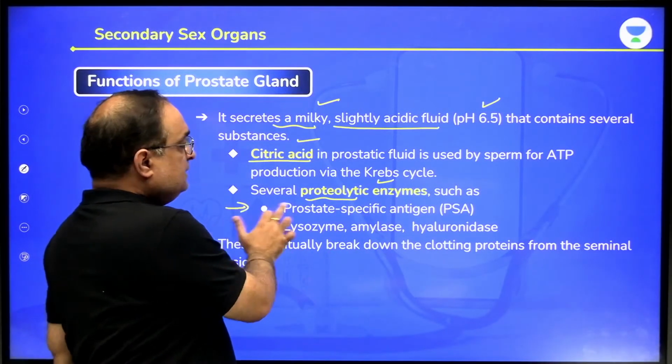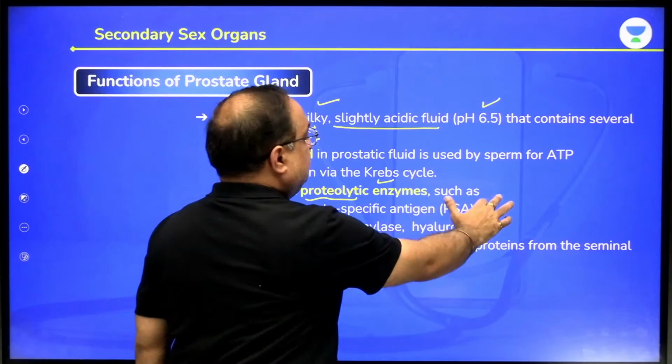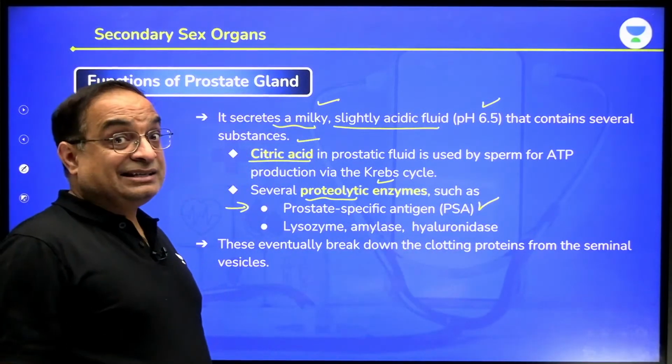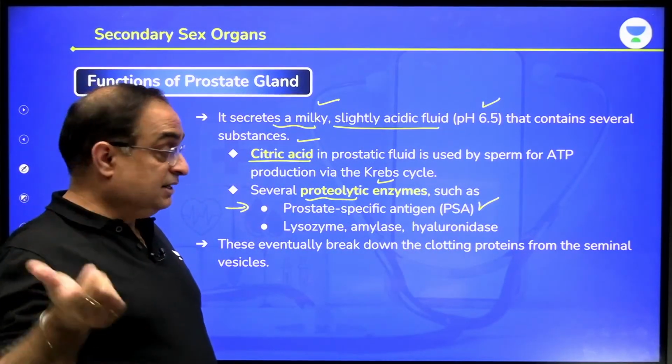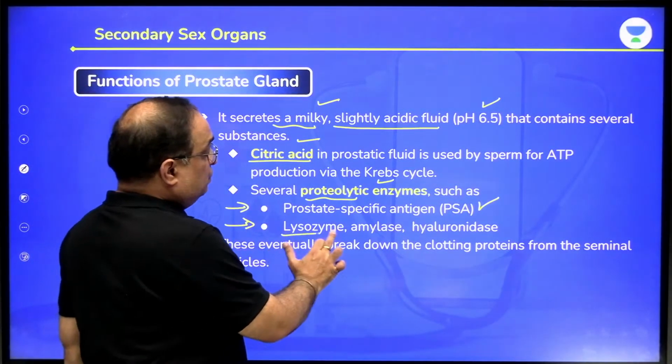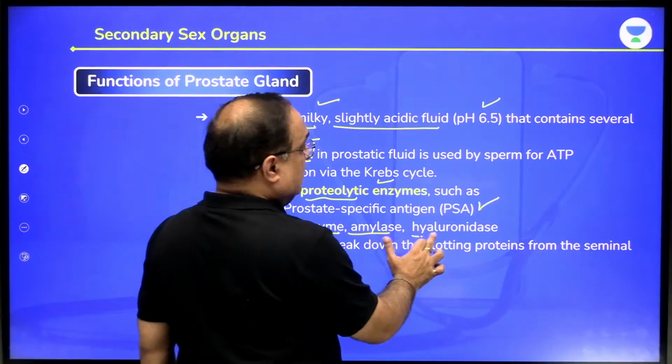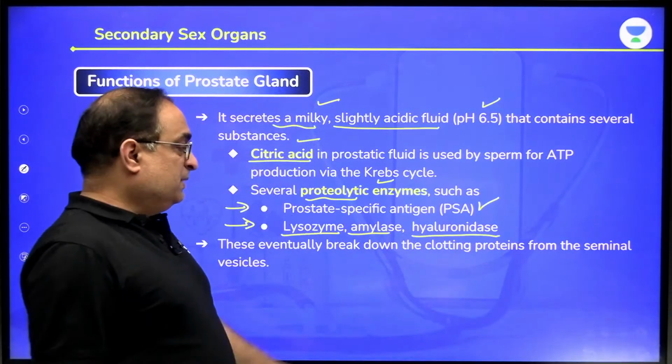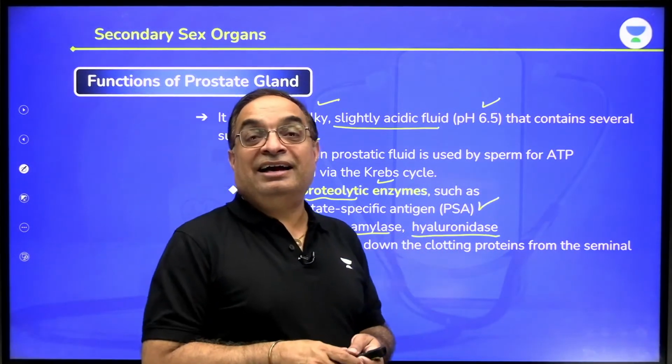Names of enzymes: PSA, prostate specific antigen. When there is cancer of the prostate, the level of this PSA increases in blood. Prostatic fluid में lysozyme, amylase, hyaluronidase. You must be familiar with the name of enzyme hyaluronidase.